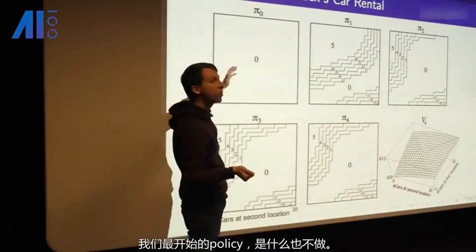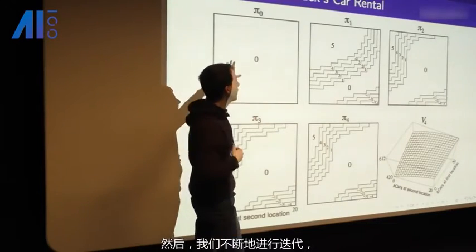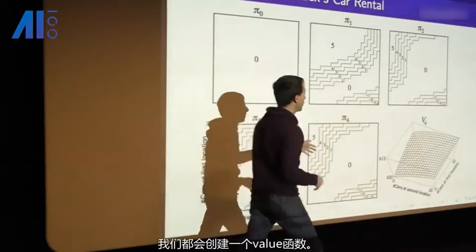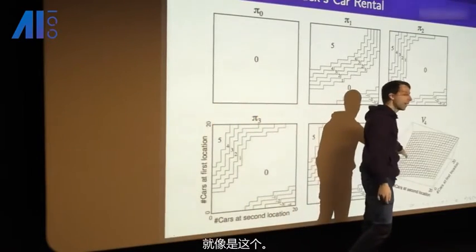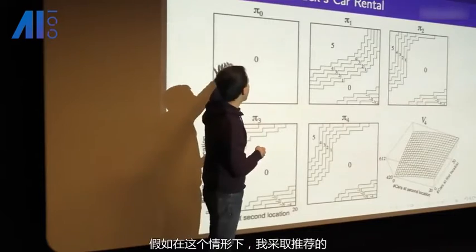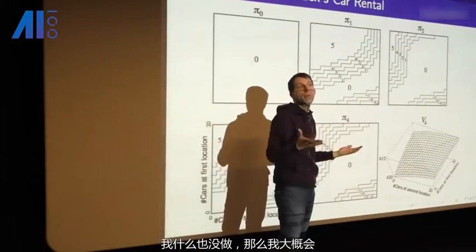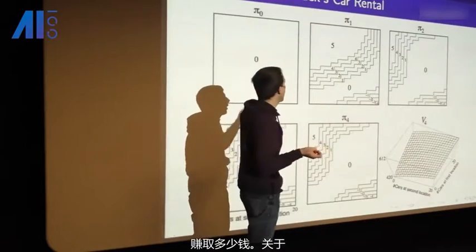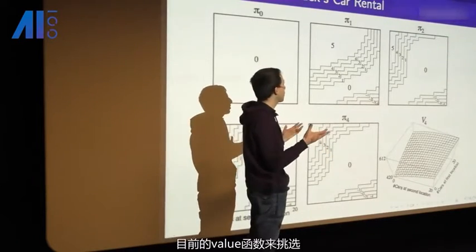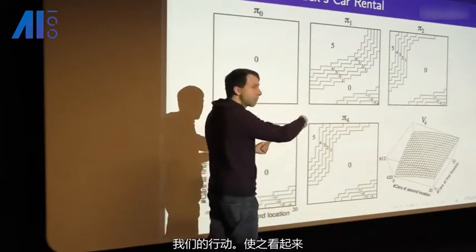In this case, we're just going to do nothing as our initial policy. And we're going to seed our policy iteration process by first evaluating that policy. Each time we evaluate a policy, we build up a value function, which looks something like this. It says that if I take the actions that are recommended, in this case do nothing, I'll end up with some surface that tells me how much money I'm going to make doing nothing. And then we act greedily with respect to that surface. We pick the action which, according to my current value function, looks best.